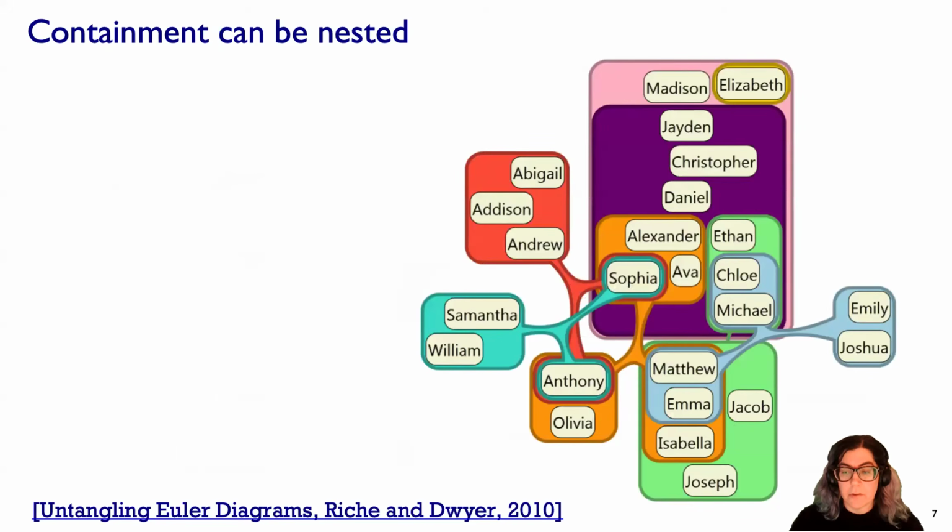Now, containment doesn't just have to be one level. We might actually have a multi-level hierarchy. Here's an example from Risch and Dwyer with these more complex Euler style diagrams where we actually see multiple levels of hierarchical structure at once.